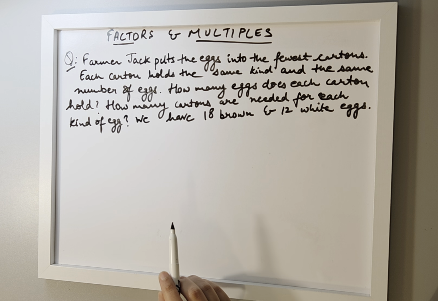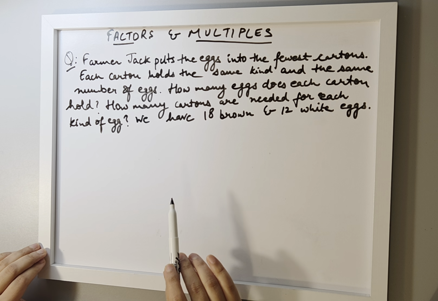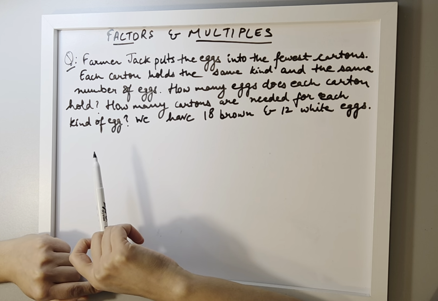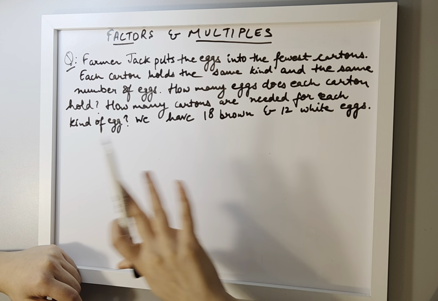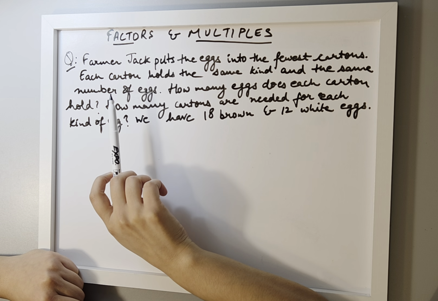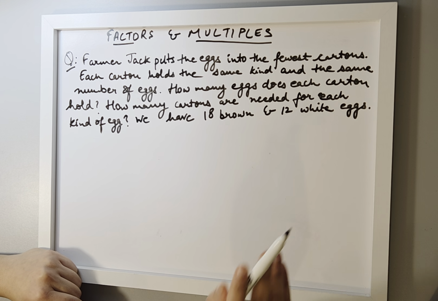Hi everyone. So today we are going to be solving another word problem from the factors and multiples chapter. Okay, let's look at what information is given to us in the form of the word problem. So farmer Jack puts the eggs into the fewest cartons.